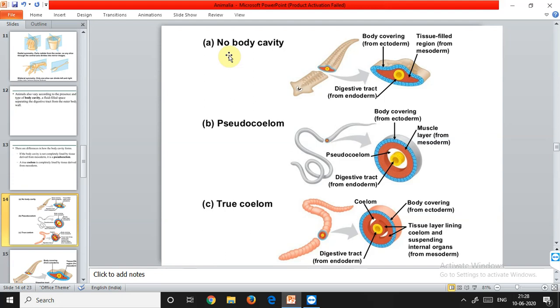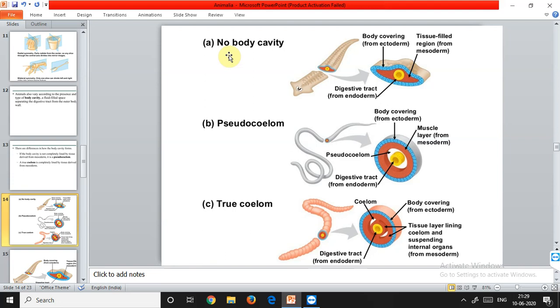So the coelom on the outer side is covered by mesodermal cells, which is called the peritoneum. So the covering of mesodermal cells present outside the coelom is called the peritoneum. The coelom cavity is also filled with coelomic fluid. In the pseudocoelom, the fluid is absent, but in the case of true coelom, the coelomic fluid is present.